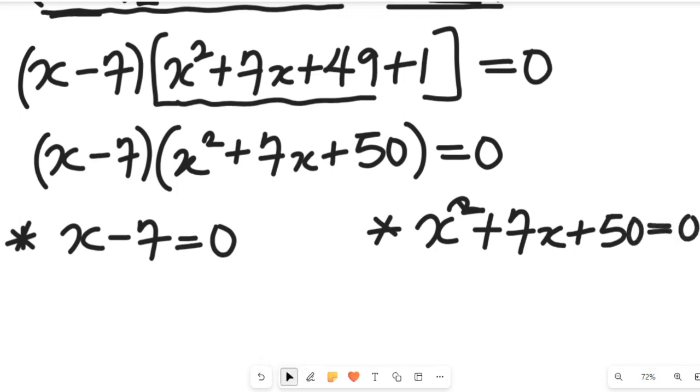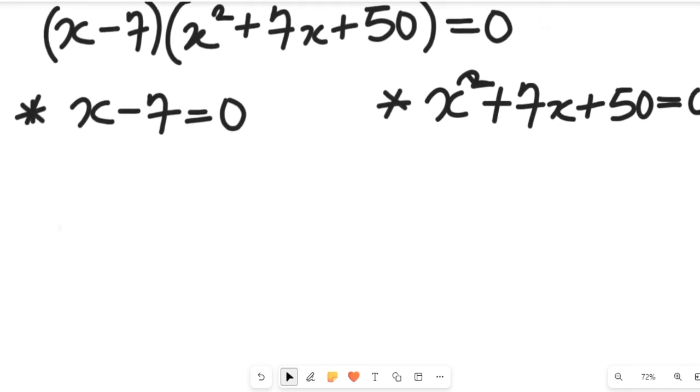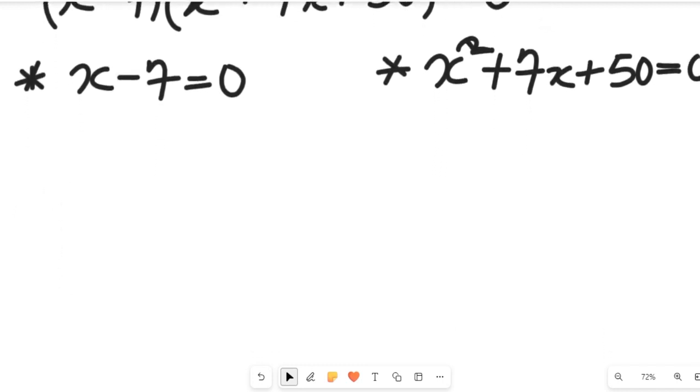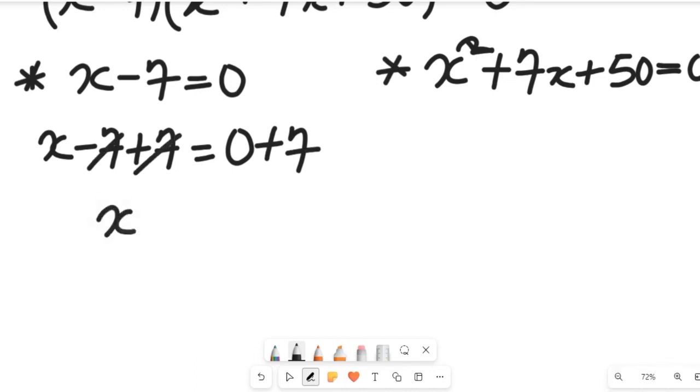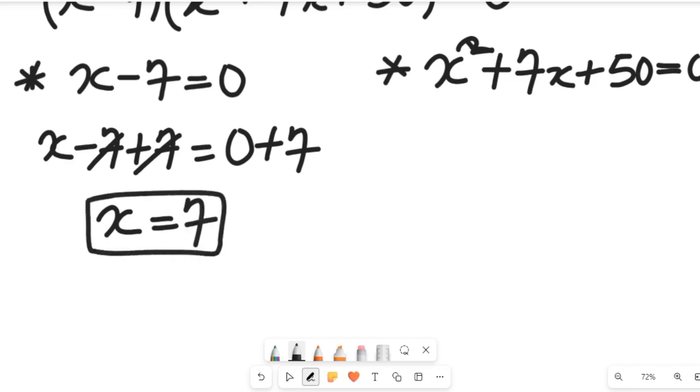So you see, just like the solution of a polynomial will give me one solution and a quadratic equation, this solution has given me one solution and a quadratic equation. Now let's solve the first solution by adding 7 to both sides. So we'll have x minus 7 plus 7 equal to 0 plus 7. This will clear this, and then x will be equal to 7. So x equal to 7 is the first solution to that exponential equation given to us.